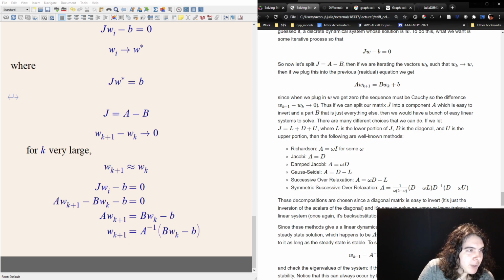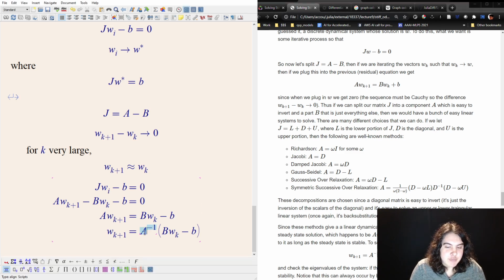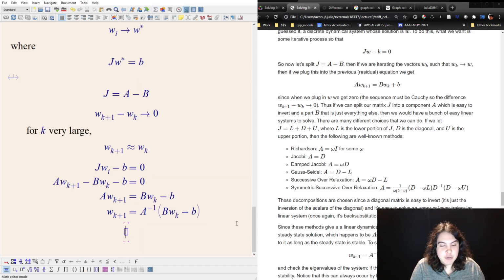Well, what's the inverse of A there? It's just 1 divided by omega on the identity matrix. So it's easy to calculate the inverse here, and this gives you one dynamical system, right? There's a nice general way from which a lot of methods come.